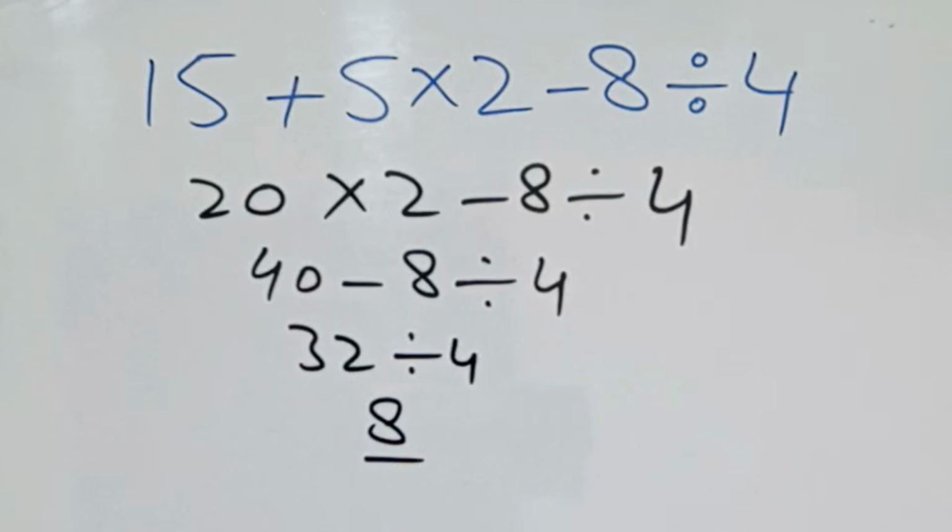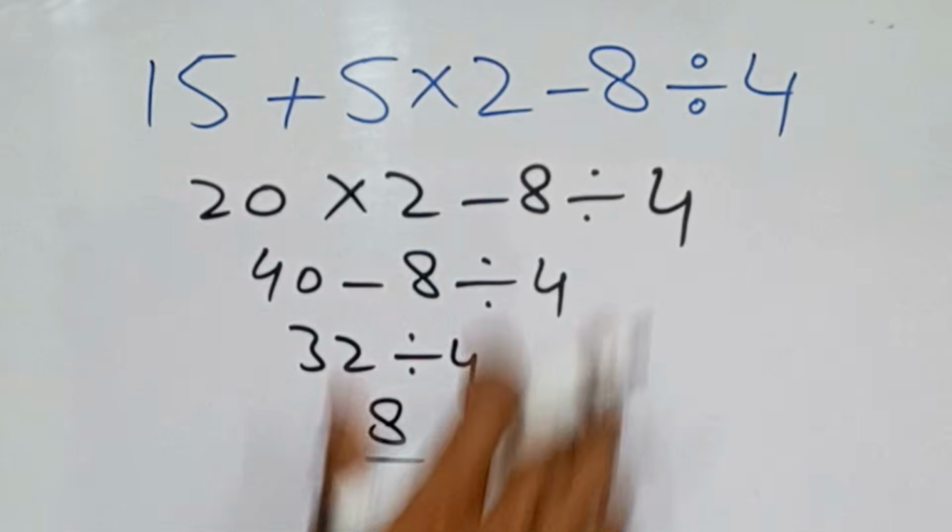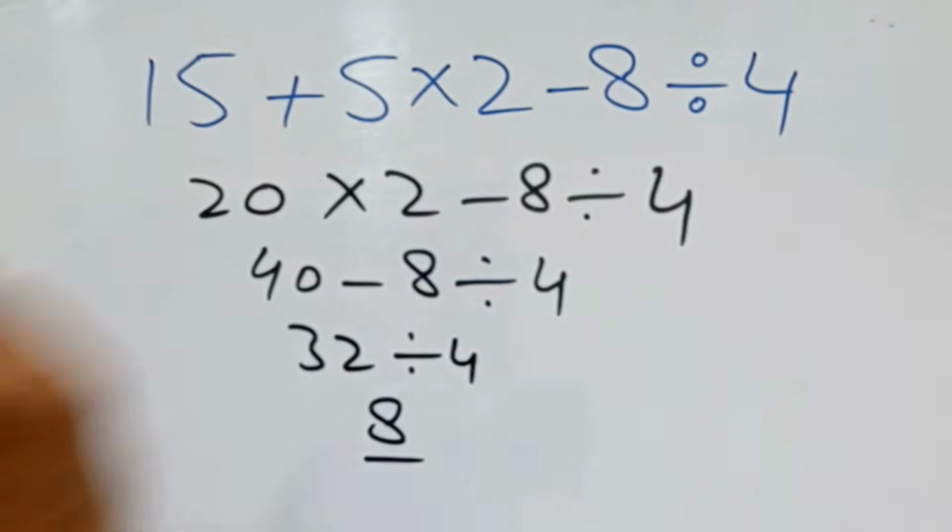This gives us 8, but this is wrong. Why is it wrong? Multiplication and division must be done before addition and subtraction.